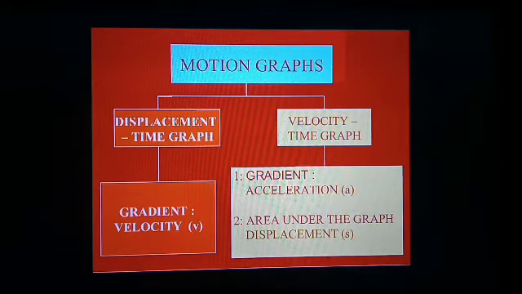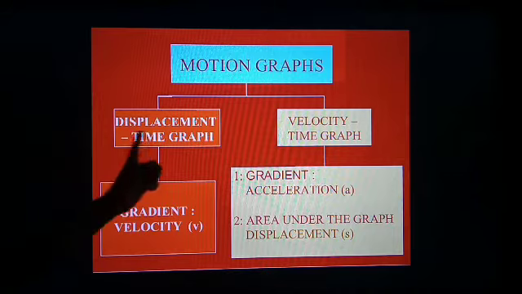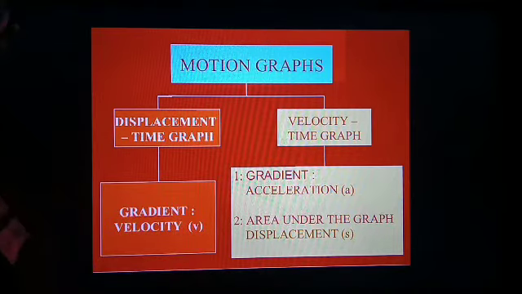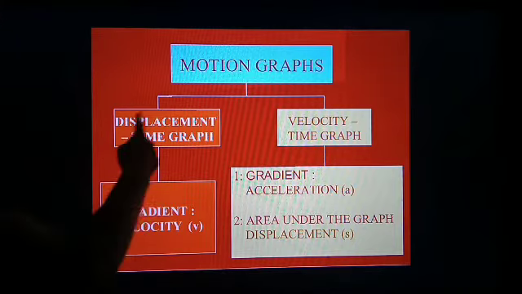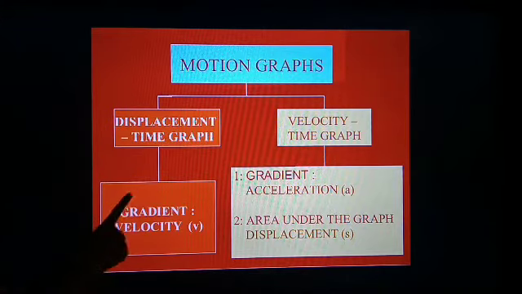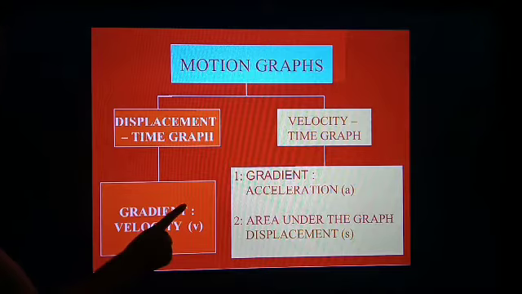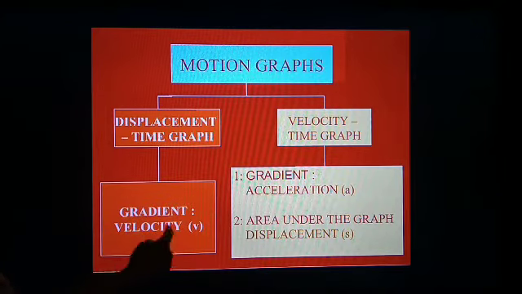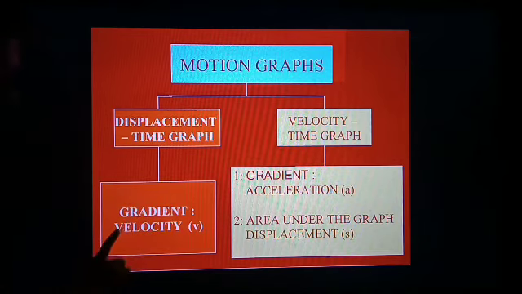So today in class 9 we will discuss the ST graph and VT graph. In your syllabus you have two types of graph, that is displacement time graph known as ST graph and velocity time graph that is called VT graph. In ST graph or displacement time graph you have to study gradient, or it is also known as slope. What does the gradient or slope of ST graph tell?